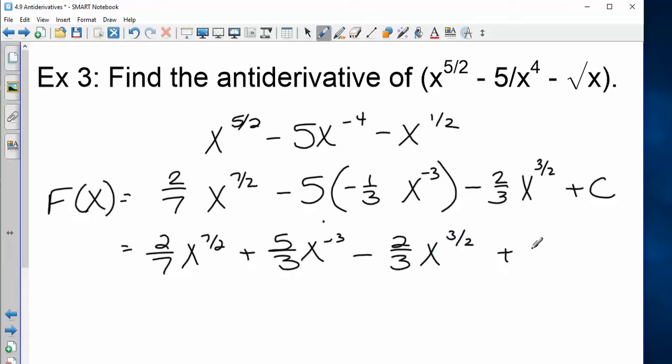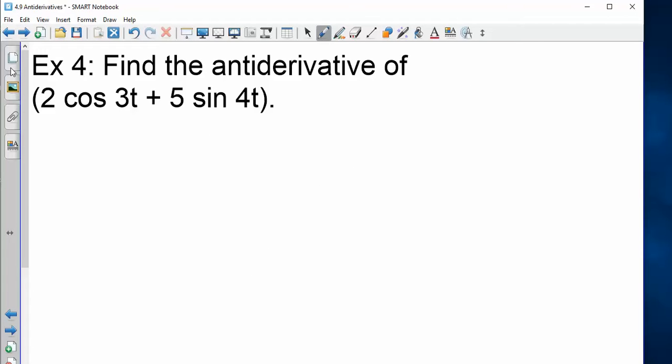the 3/2 plus c. How could you check yourself if you're not sure? Do the derivative of this, and you should get the original every time. It's really quick to check these, especially right now we're doing fairly basic, just adding terms. So if you're not sure if you did it correctly, do the derivative and see if you get your original. Let's do some more.